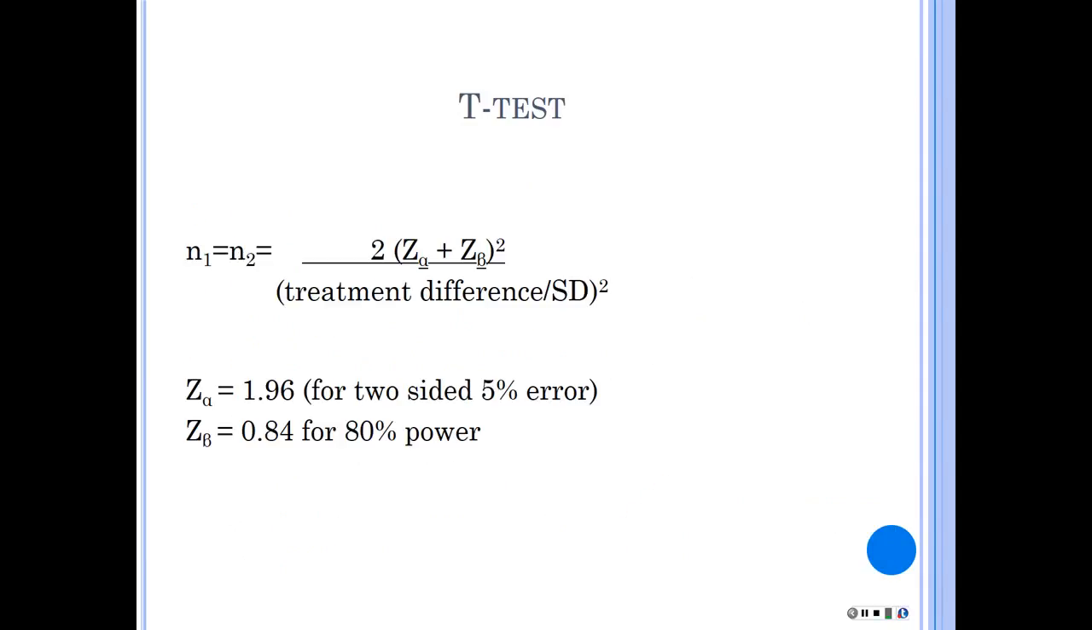So again, here's that equation. Z alpha and Z beta are typically set for us, and these are based on our alpha and beta, or power in this case. Because our alpha is typically set at 5%, our Z alpha is 1.96. Our Z beta for 80% power would be 0.84.